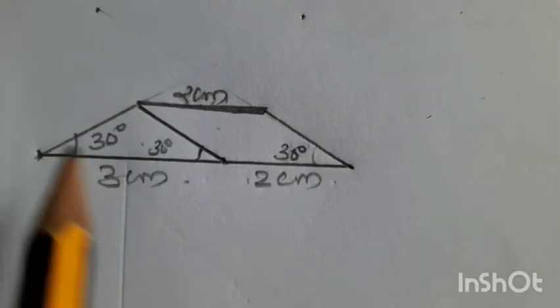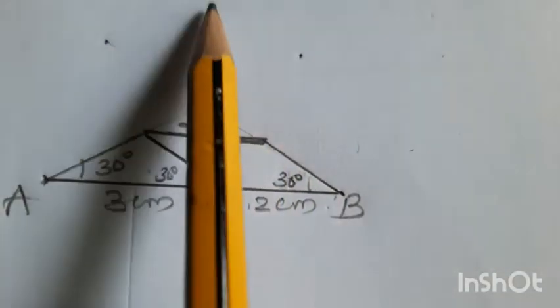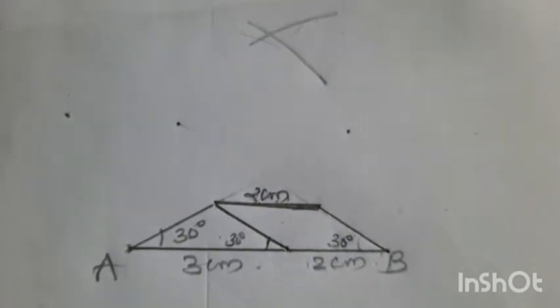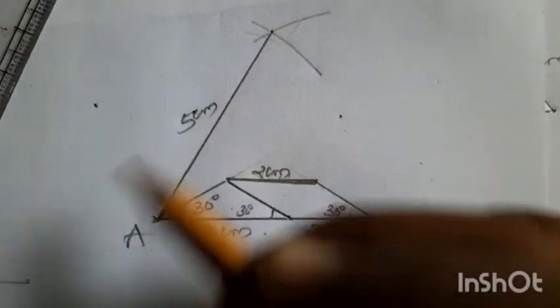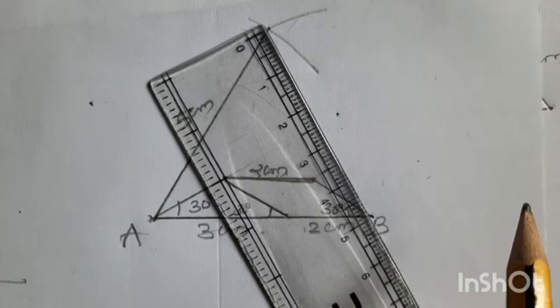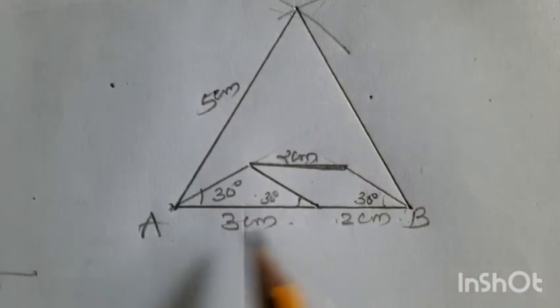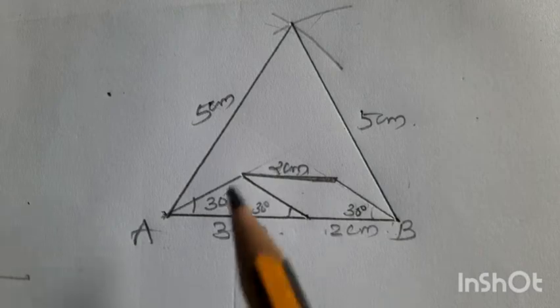Then from these 2 points, from A and B, we draw a 5 centimeter arc and join the line. Draw a 5 centimeter arc from A and from B also. Then join the line and complete the equilateral triangle. Drawing a side of an equilateral triangle with 5 centimeter. Then next draw the next side with 5 centimeter. We got the outer equilateral triangle with the 5 centimeter sides.